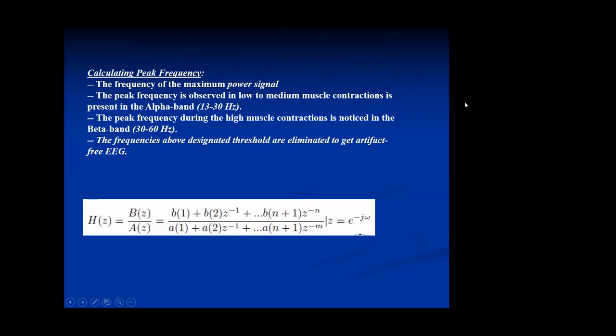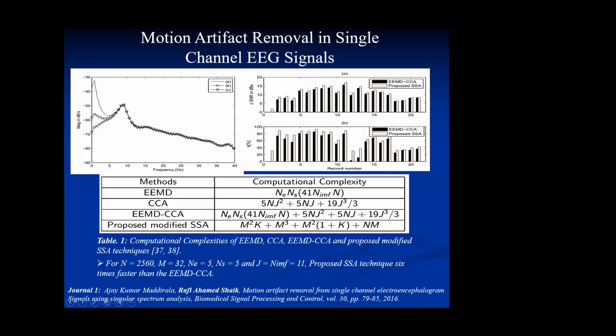So it's observed that in case of low to medium muscle contraction, the muscle artifacts will be in this frequency range. And in case of high muscle contraction, the motion artifact will be in this range. So accordingly, you can fix the threshold. If the frequency of the measured signal is above this threshold, it is the EEG signal. Below this threshold, it is motion artifact.